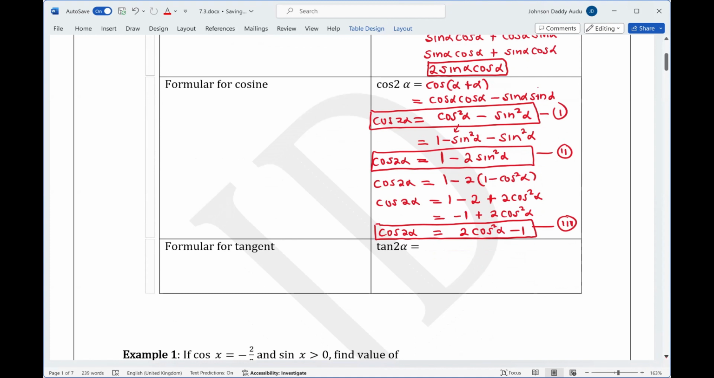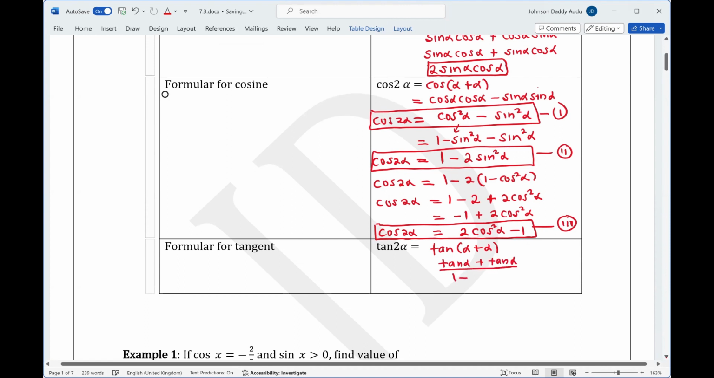All right, then let's do it for tan. Tan 2 alpha, we can also write as tan of alpha plus alpha. And here we can now use the formula for the addition of tan. You can look at my previous video in 7.2, you will see that formula there. So this is just going to be tan alpha plus tan alpha, over 1 minus tan alpha tan alpha.